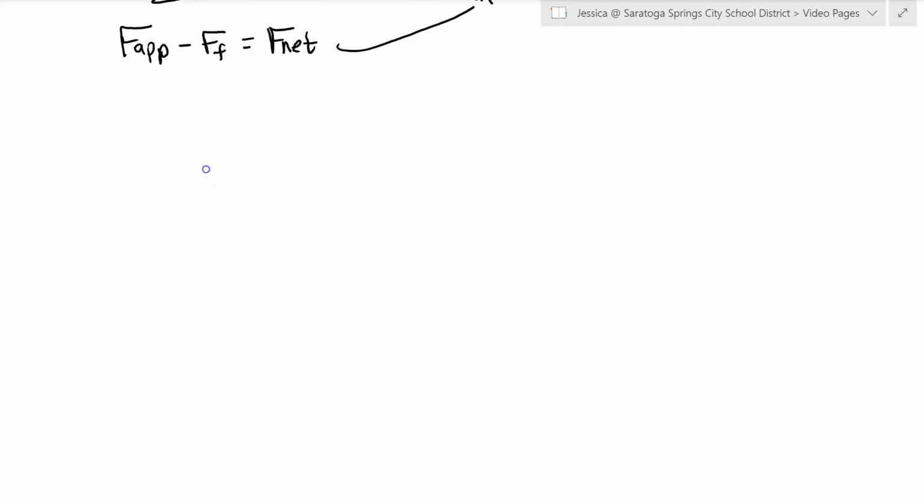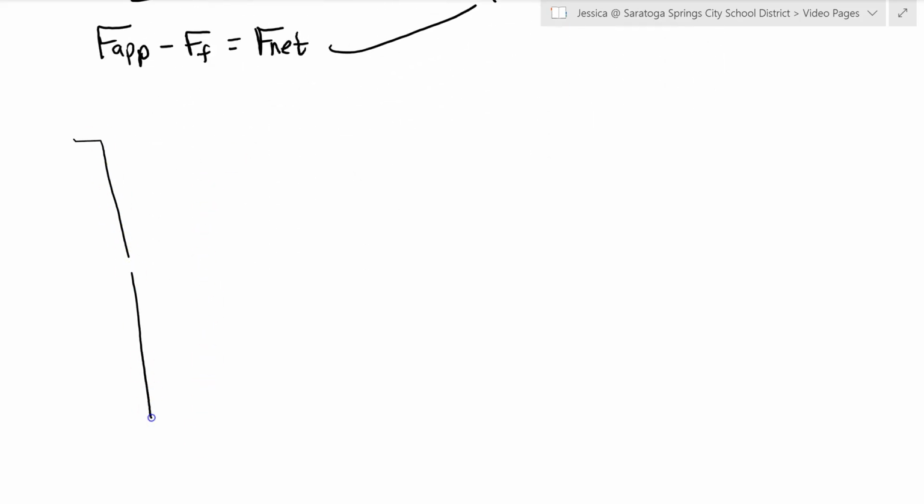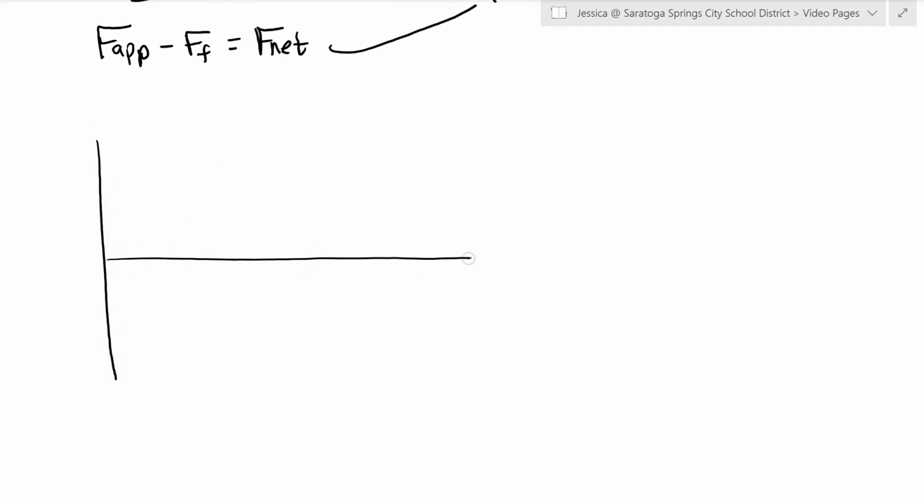The last thing I want to talk about with work is the graphs that we might need to look at. So we have force and displacement graphs that we're going to look at for this situation. So we might have a graph that looks like that or something.